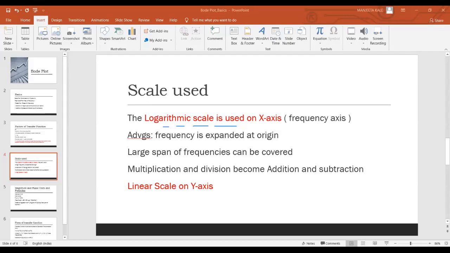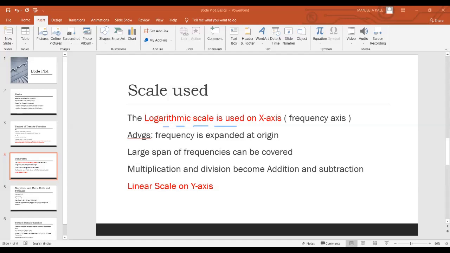I hope all of you are clear with the third point. Log of two numbers, if those two numbers are multiplied, then you can add logarithms of those two numbers. Instead of multiplication, you can add them. I hope this is clear with you. So multiplication becomes addition and division becomes subtraction in case of logarithms. So that makes it easier for the computations.